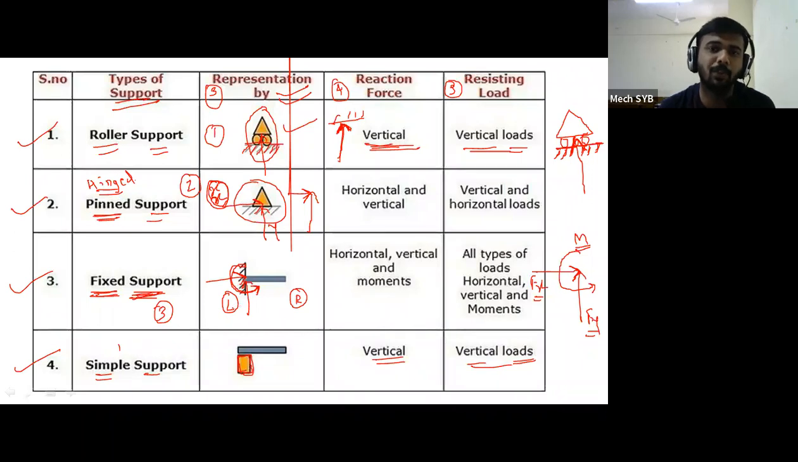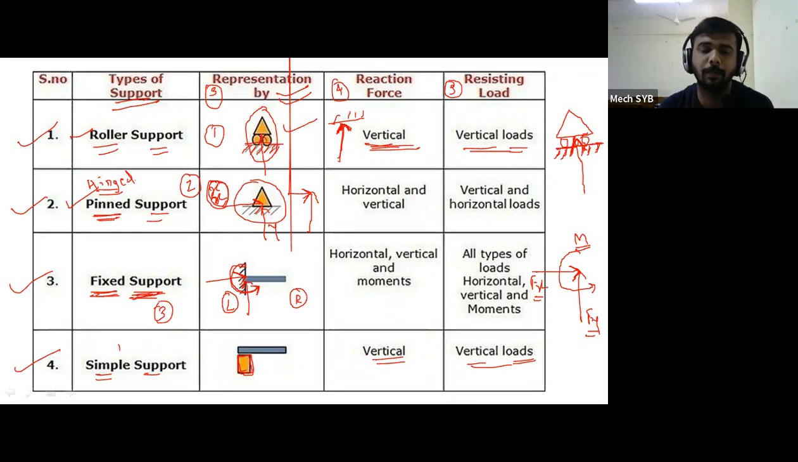But in case of a simply supported beam and overhanging beam, maximum times they are mentioning the roller support and the pinned support in the figure. Only in simply supported and overhanging beams, maximum times roller support and hinged supports they are giving. But in a cantilever beam, there is only one support, that is fixed support.